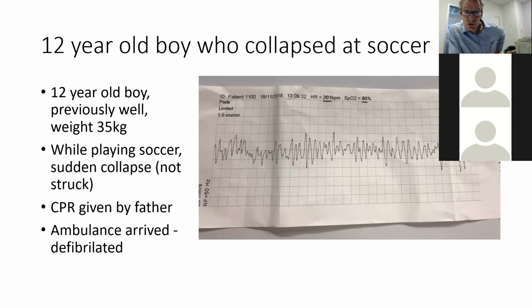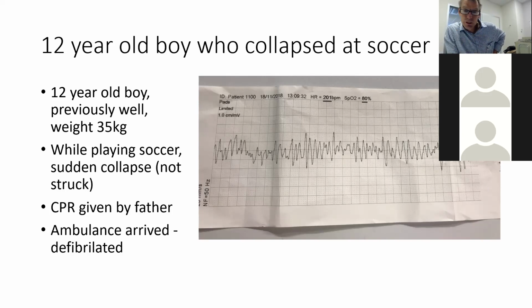CPR while he was at soccer. He was just at soccer training. He was 12 years old and he was previously quite well, and he had a sudden collapse, and he wasn't struck or knocked or anything. And his father was there and he gave him CPR, and then an ambulance arrived and they found this rhythm. I want you to see what does this rhythm show?